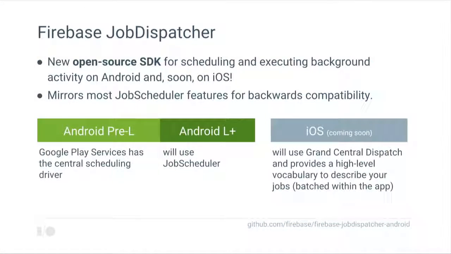Right? It's a wrapper, again, for background activity. It's available not only on Android, but coming soon also on iOS. And on Android pre-Lollipop, Google Play Services will act as the central scheduling driver. On Lollipop and onwards, where Job Scheduler is available, it will just use Job Scheduler. And then on iOS, it will use Grand Central Dispatch. So that's pretty cool. Let's take a quick example of what Job Dispatcher looks like when you're performing background activity.